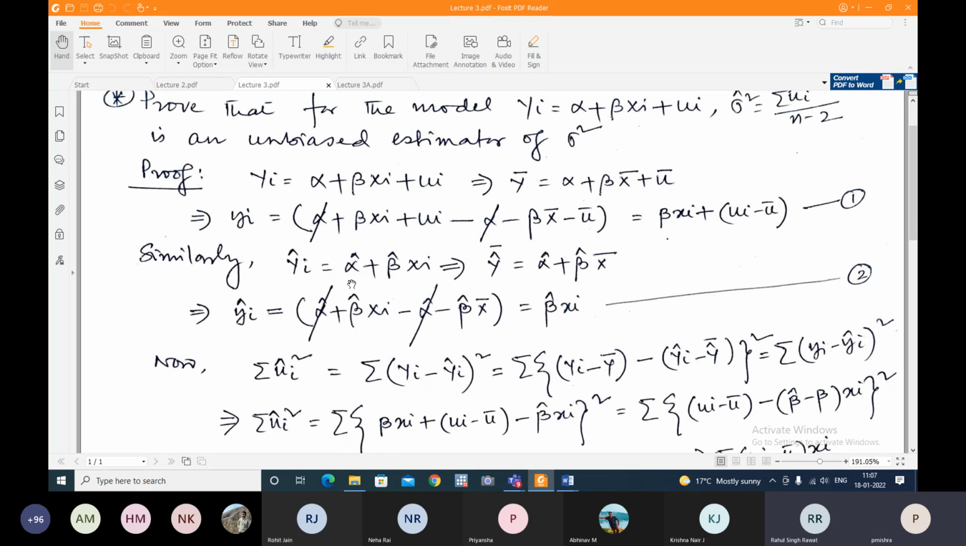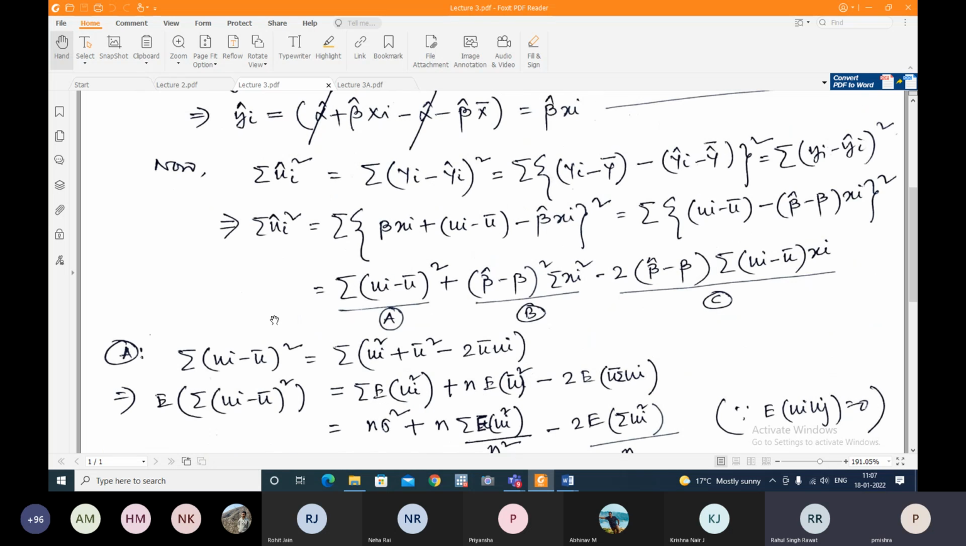In the same way, capital Y hat i is equal to alpha hat plus beta hat into capital Xi, and Y hat bar is equal to alpha hat plus beta hat capital X bar. Again, if we take deviation, then small y hat i we get as beta hat into small xi.